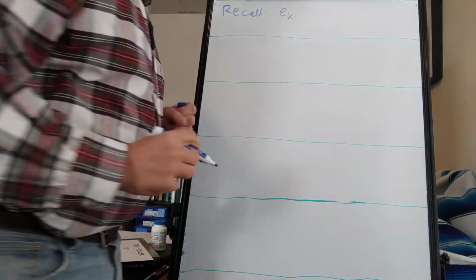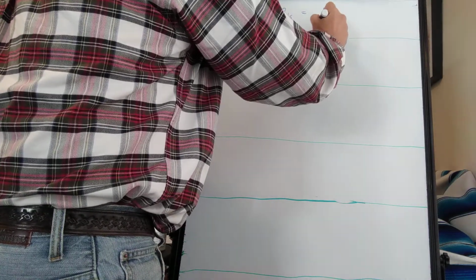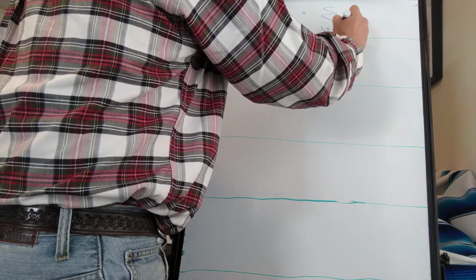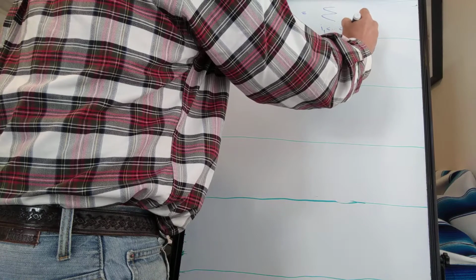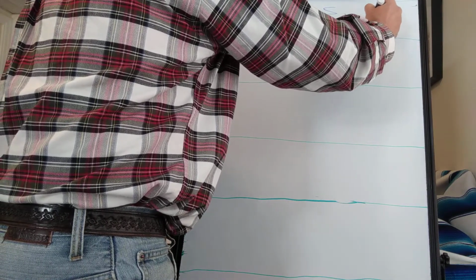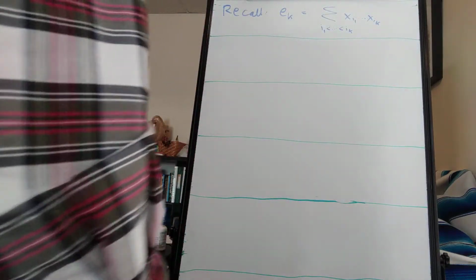First of all, recall that if k is an integer, then the kth elementary symmetric function is defined to be a sum over indices i1 less than i2, etc., up to ik of the product x_i1 through x_ik. So this is a sum of all monomials of k distinct variables.